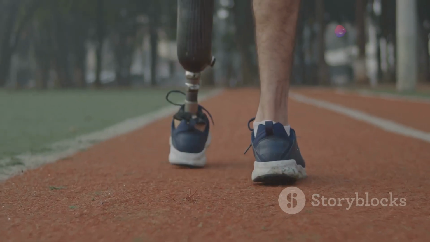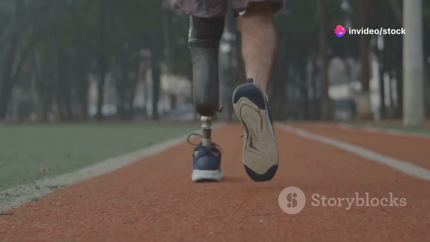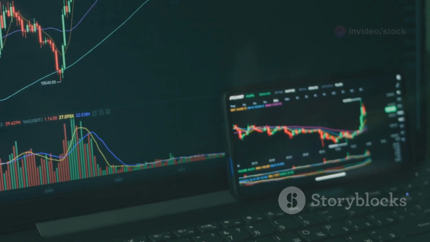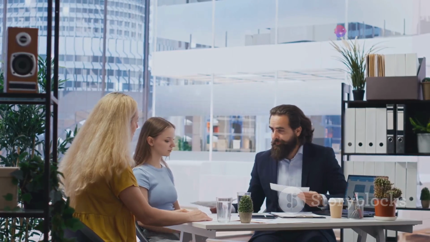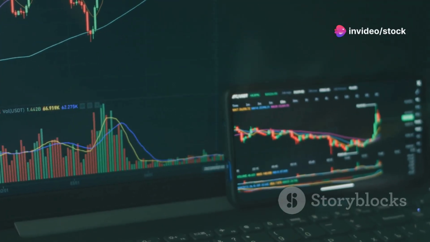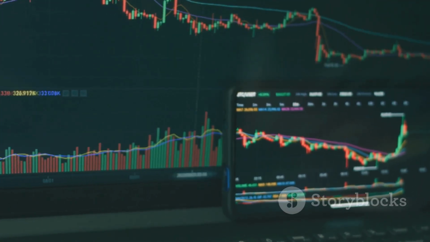Remember, investing is a marathon, not a sprint, and emotional decisions based on short-term market movements can be detrimental to your long-term returns. There are several ways to assess your risk tolerance. You can find online questionnaires or even consult with a financial advisor. These tools can help you gain a better understanding of your risk appetite and guide you towards an investment strategy that aligns with your comfort level.